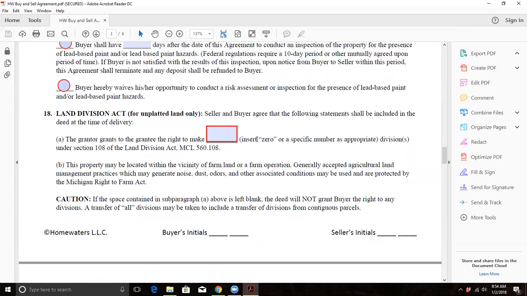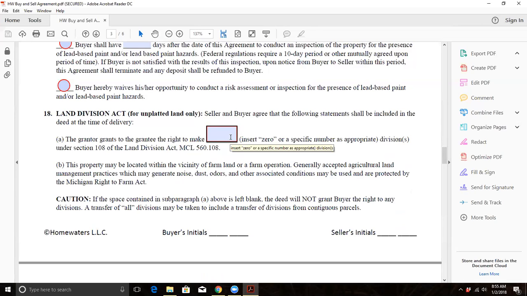Land Division Act, we did leave a number. I want to talk a little bit about this because we put some clarification in here under Land Division Act. When you're selling property, obviously you're deeding the land, but you're also conveying the right to make future divisions. So the grantor grants the grantee the right to make blank, and in parentheses, we have insert 0 or a specific number as appropriate, divisions under the Land Division Act.